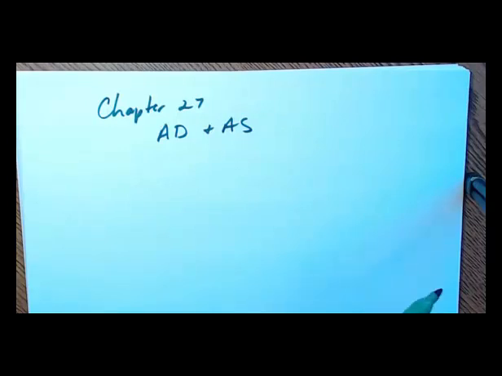Welcome to Chapter 27, Aggregate Demand and Aggregate Supply. This chapter takes off from the previous chapter, Chapter 26, which looked at the circular flow between income and expenditures and developed a model that employed the multiplier.